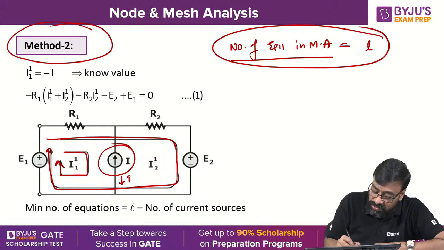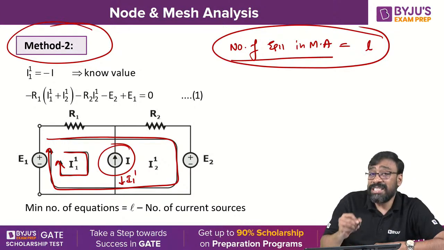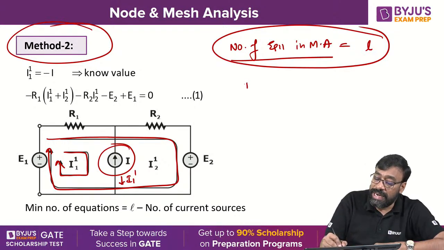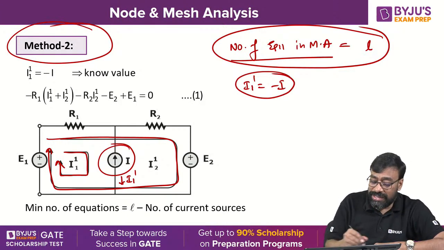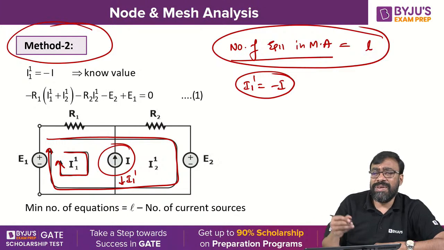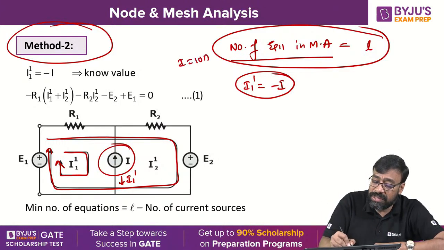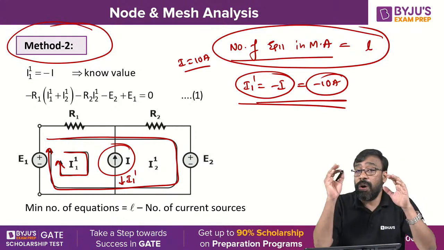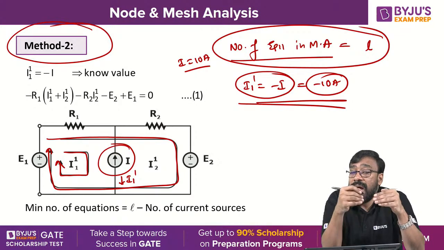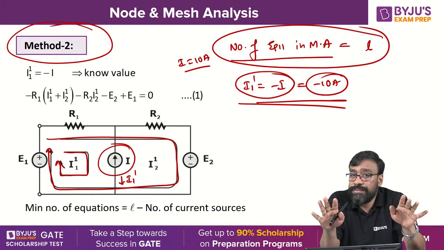The I1 dash is flowing in this direction. But I is upward, I1 is downward. Then can I say I1 dash is equal to minus I? All these values are known values. I, E1, E2, R1, R2 are given values. Suppose if I is equal to 10 amperes, then I1 dash is equal to what? Minus 10 amperes. That means, without solving the equations, I am able to find I1 dash.